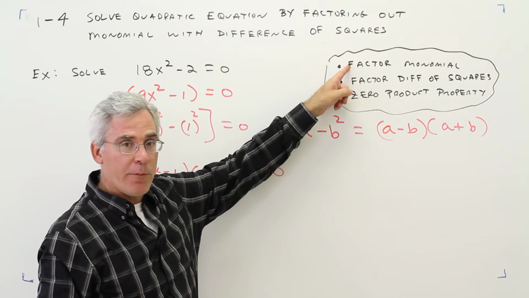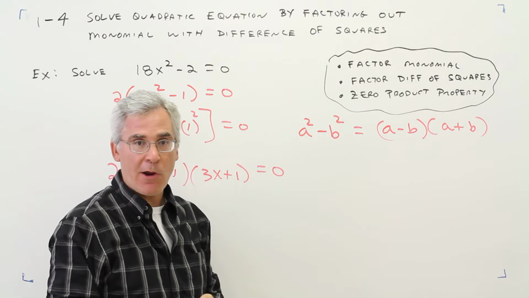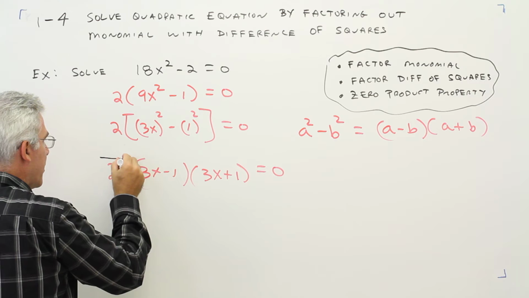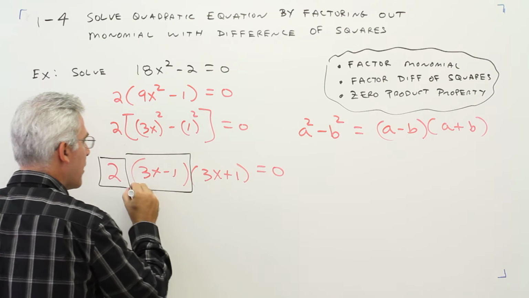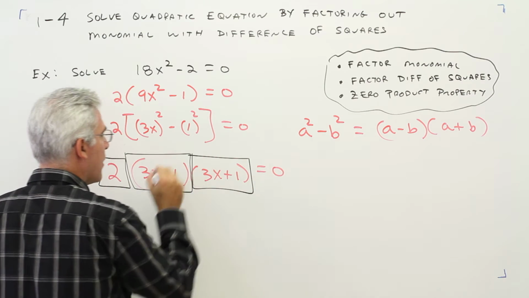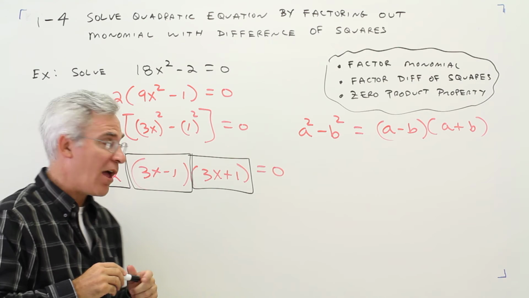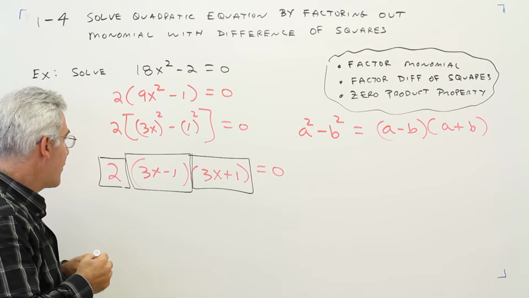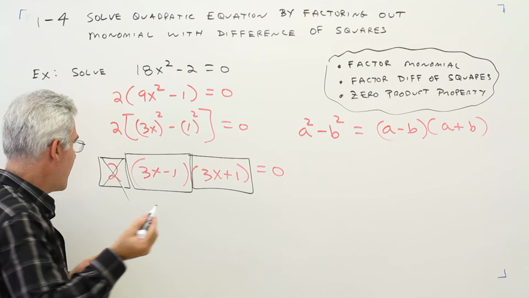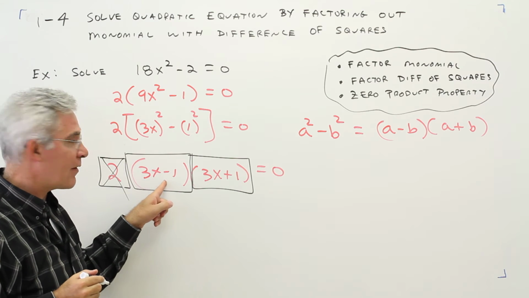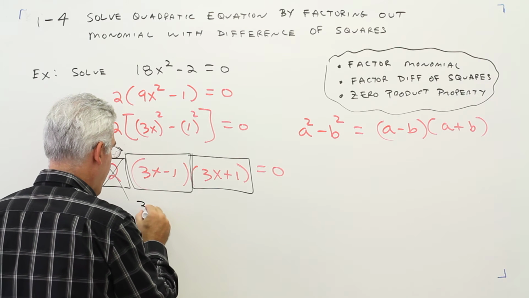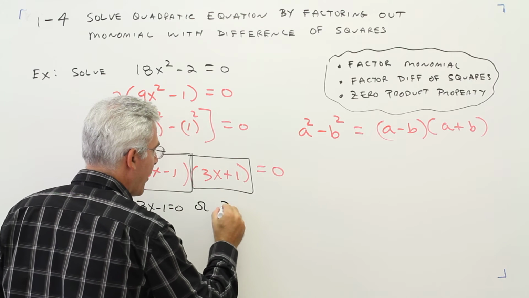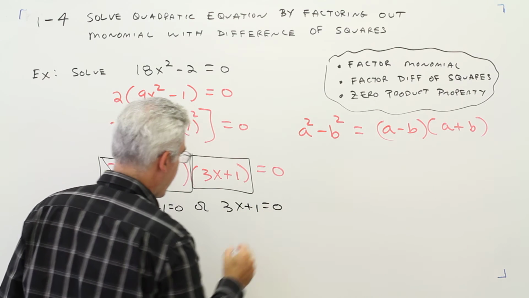So I've factored the monomial, I've factored the difference of squares, now I've got the zero product property. You could chunk each term and set it equal to 0 and solve for x. 2 will never be 0. 2 is always 2. So there's nothing to be done there. This can be 0. So I've got 3x minus 1 equals 0, or I've got 3x plus 1 equals 0.